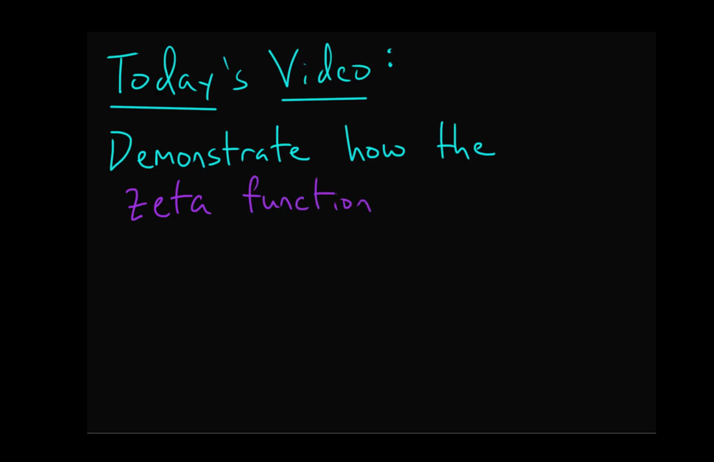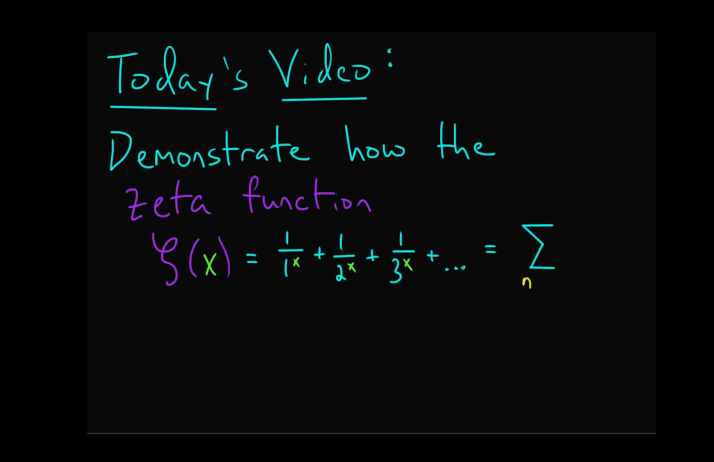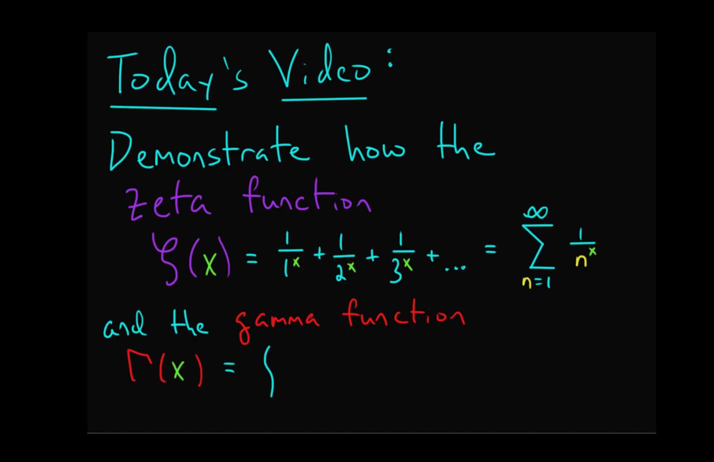So we have the zeta function, which we define as the infinite series 1 over 1 to the x, plus 1 over 2 to the x, plus 1 over 3 to the x, plus ..., which we can write more concisely as the sum from n equals 1 to infinity of 1 over n to the x, and the gamma function gamma of x, which we define as the integral from 0 to infinity of t to the x minus 1 times e to the negative t dt, which actually equals x minus 1 factorial if x is a positive integer.